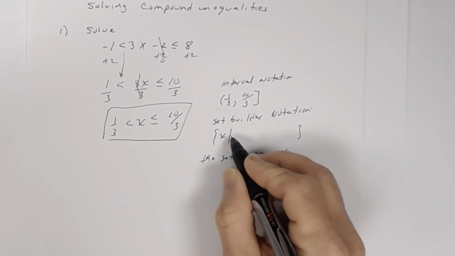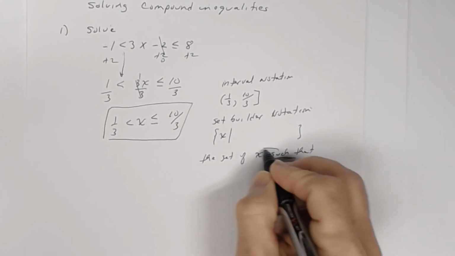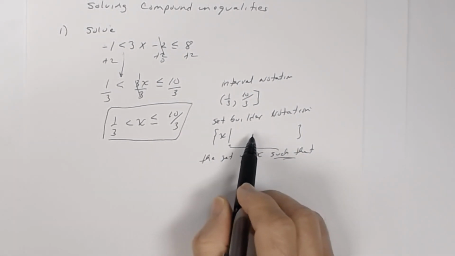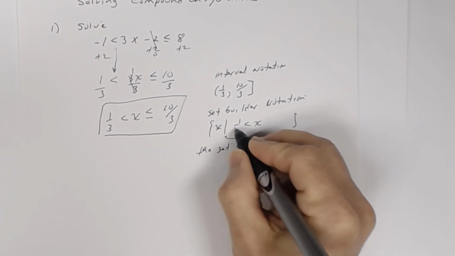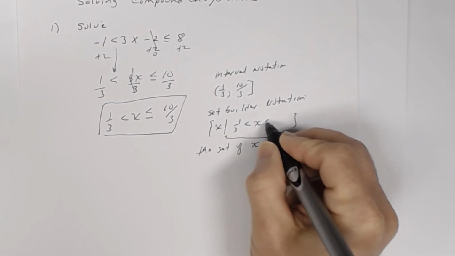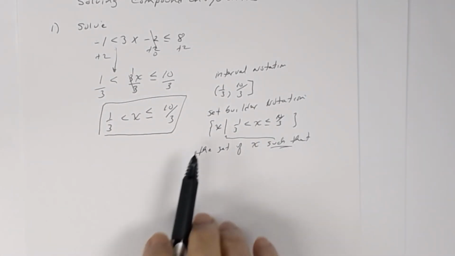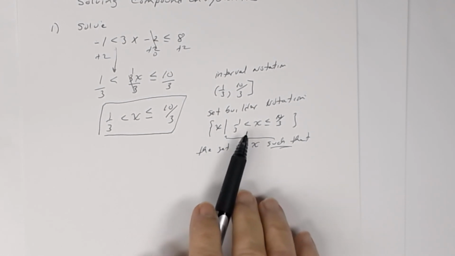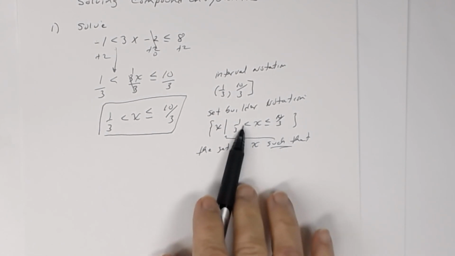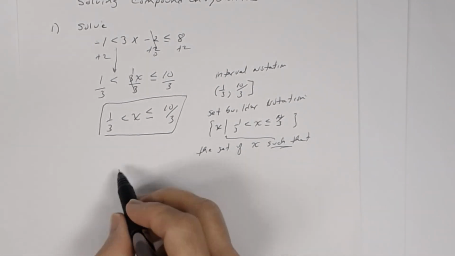This vertical symbol right here means such that. And then all you do is rewrite this inequality in here. So you're going to say such that x is greater than 1/3, and at the same time, it's less than or equal to 10/3. And that's it. There are a couple of problems on MyMathLab where you have to state the answer in set builder notation. All you do for this part is rewrite what you have here. That's all it is.